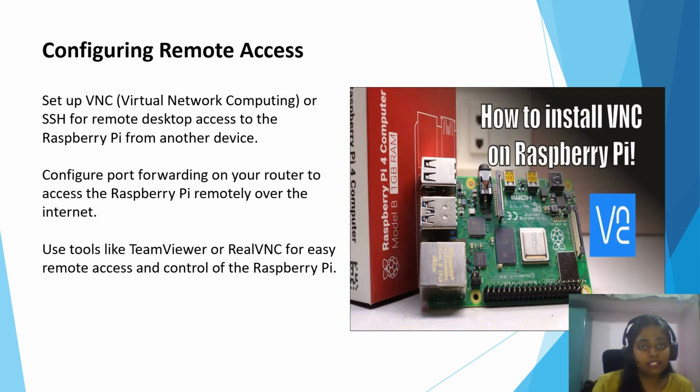So configuring remote access. Set up VNC, which is nothing but virtual network computing, or SSH for remote desktop access to the Raspberry Pi from another device. Configure port forwarding on your router to access the Raspberry Pi remotely over the internet. Use tools like TeamViewer or RealVNC for easy remote access and control of the Raspberry Pi.